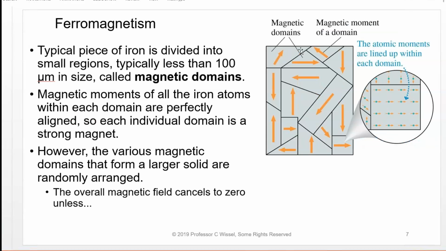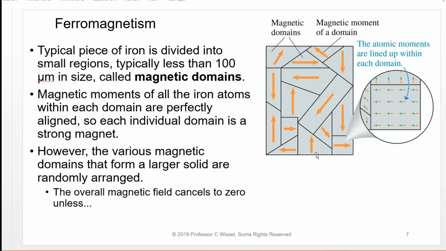So a typical piece of iron is divided into small regions. These are typically less than 100 microns in size. These are called magnetic domains. Magnetic moments of all the iron atoms within each domain are perfectly aligned, so each individual domain is a strong magnet. So your paper clip is like this, or your knife, okay, a chunk of iron looks like this. And inside this domain, for instance, they're all lined up in this direction. Okay, but in that domain, they're all lined up in that direction. In this domain, they're all lined up in this direction.